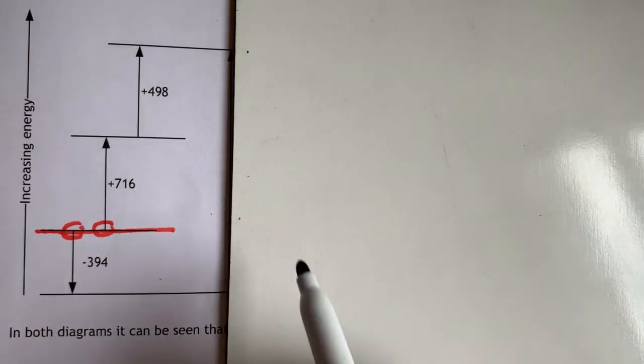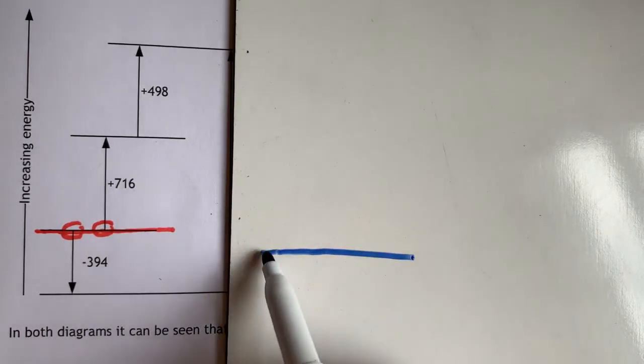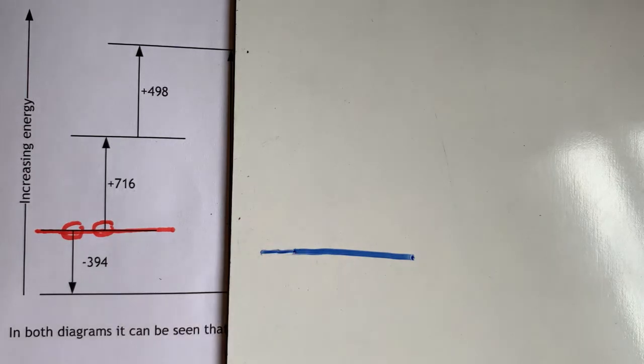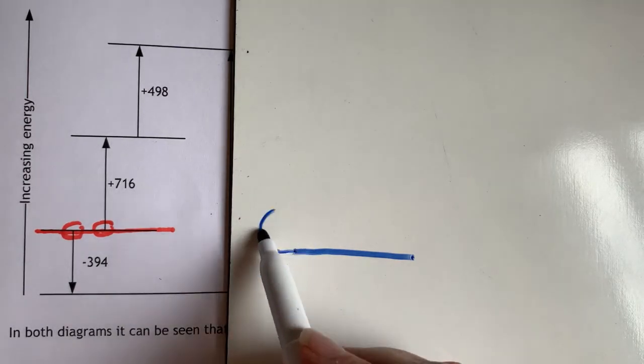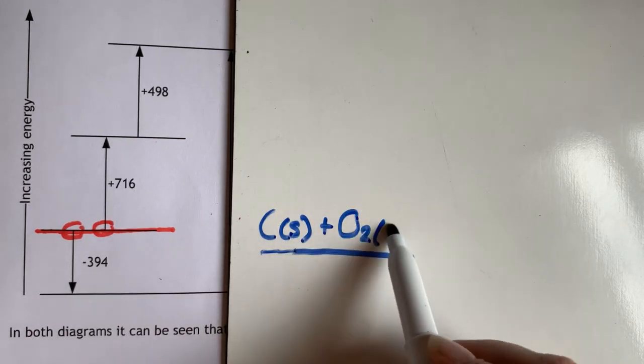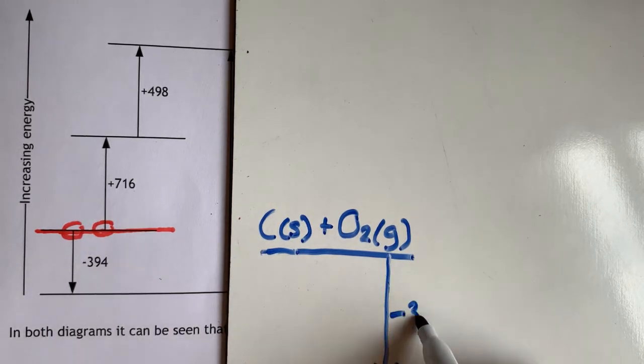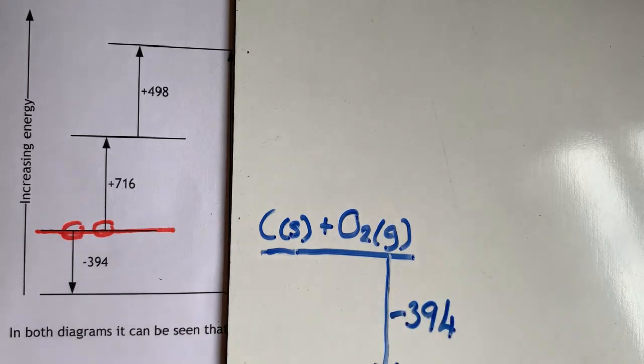So this standard state, if we put that on a diagram over here, their standard state for carbon and oxygen would be carbon solid and oxygen gas. So that's our starting point. And from there, we've got an arrow down, so it's negative 394.